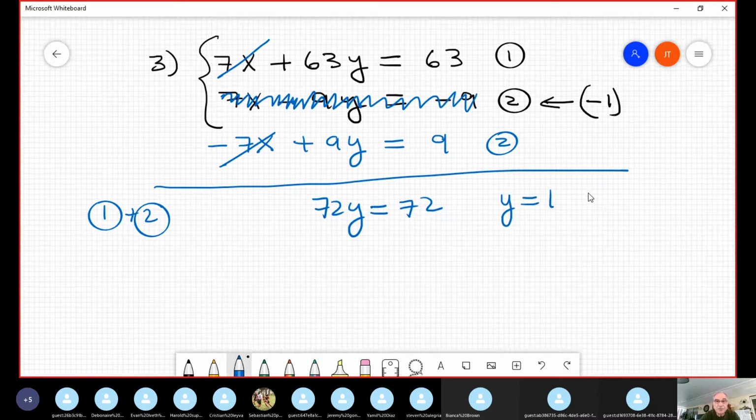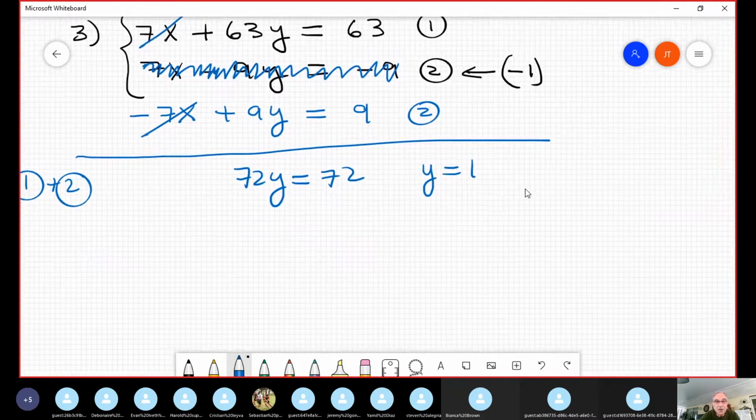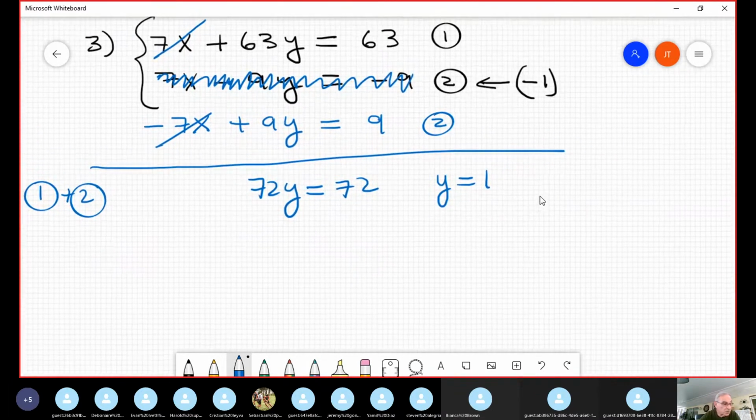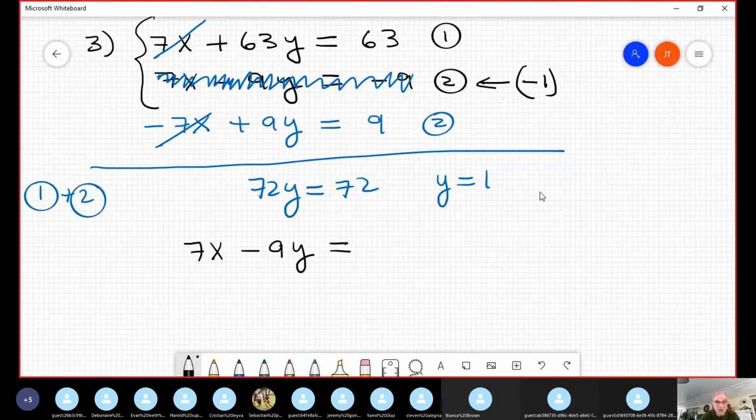In order to find the x value, use either equation. In this case, I use equation 2, which is 7x minus 9y equals negative 9. I copy the original. Substituting y equals 1 here: 7x minus 9 times 1 is equal to minus 9.